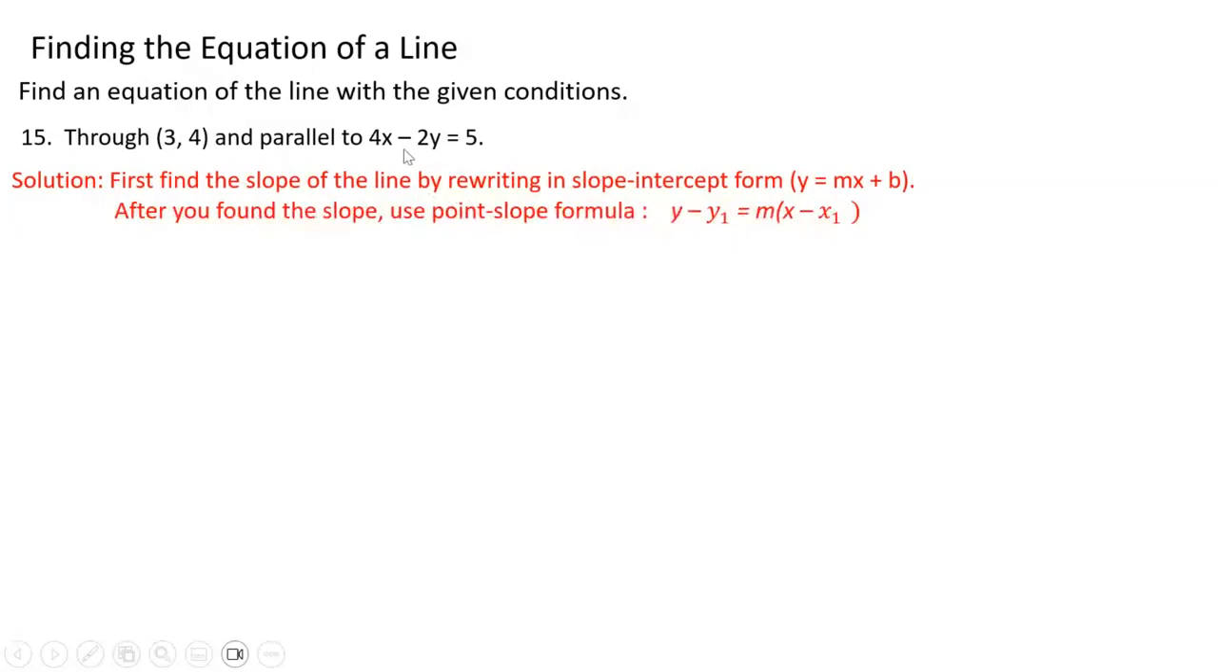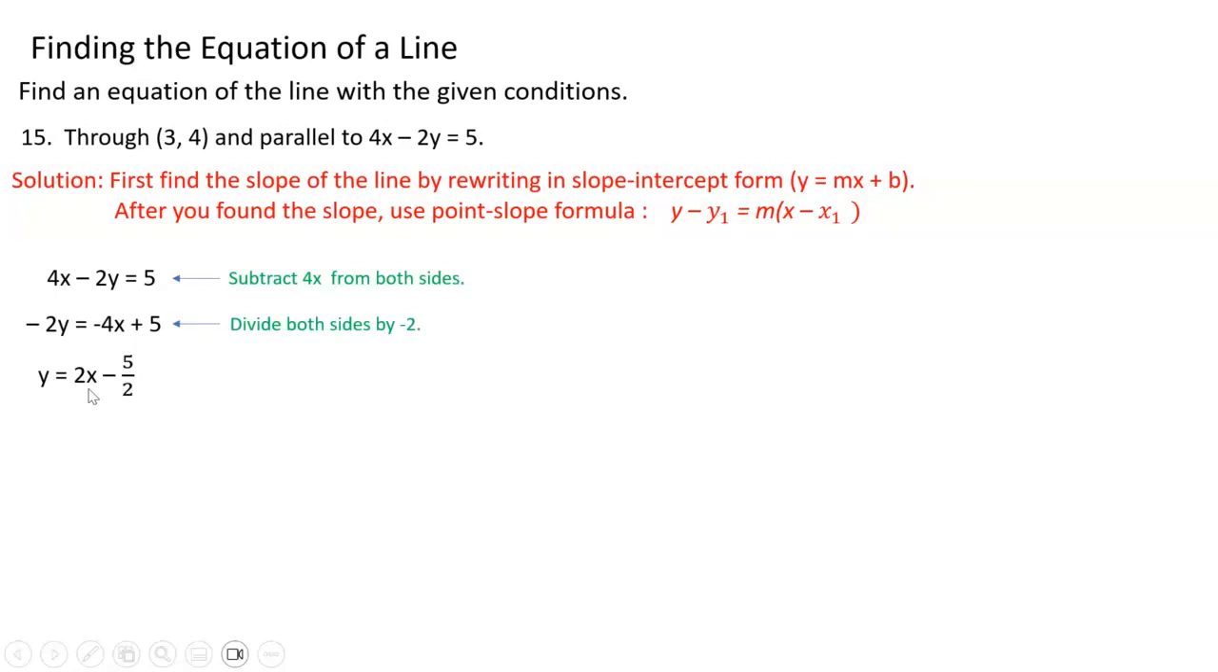So the solution is I need to find the slope of the first equation, and then use the point-slope formula to write the equation in proper form, which is y equals mx plus b. So here I need to solve for y. I'm going to subtract 4x from both sides. So it's going to give us -2y equals -4x plus 5. We divide both sides by -2. It gives us y equals 2x minus 5 over 2. So my slope on this one, guys, will be 2, right?